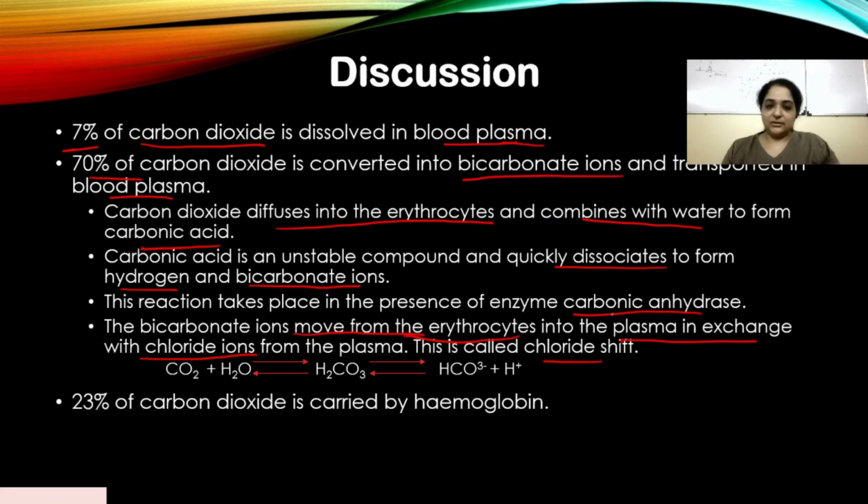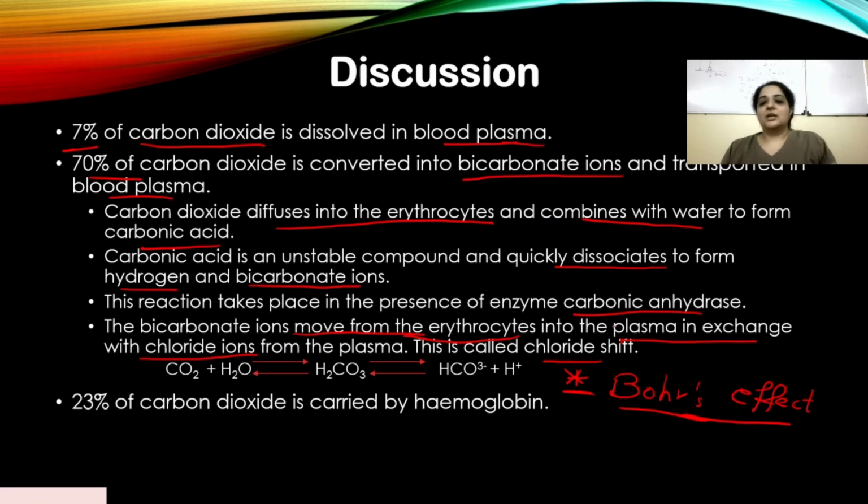This whole thing is happening in the presence of the enzyme carbonic anhydrase. If you want to study more, please refer to Bohr effect. You can study the transport of CO2 and O2 through the blood. Bohr effect is very important. It will be there in your textbook. If you understand Bohr effect, you can understand how O2 and CO2 are being transported in the blood, and how the exchange is happening from alveoli into the blood, and then from blood into the tissues.